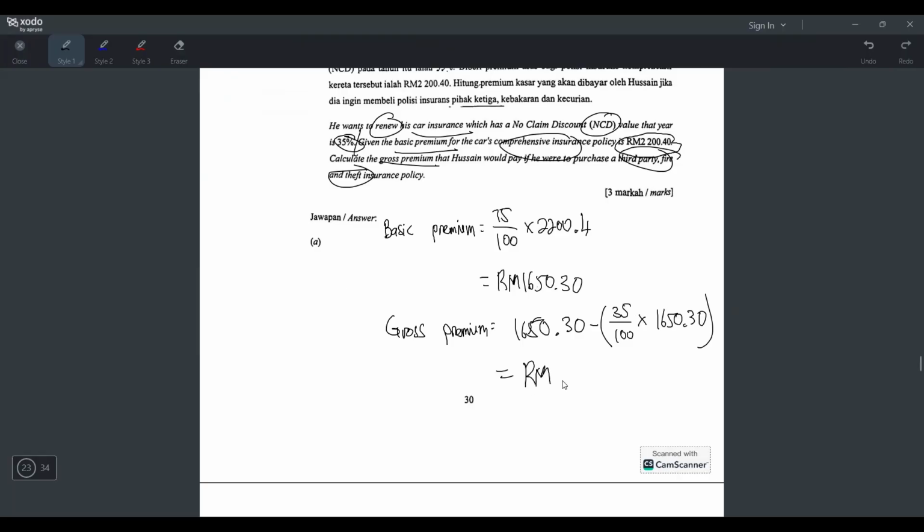So write RM 1072.695. But this is RM, and for RM you usually write 2 decimal places. So 695 becomes 70. It means the gross premium is 1072 ringgit 70 cents. Okay, so this is the gross premium.